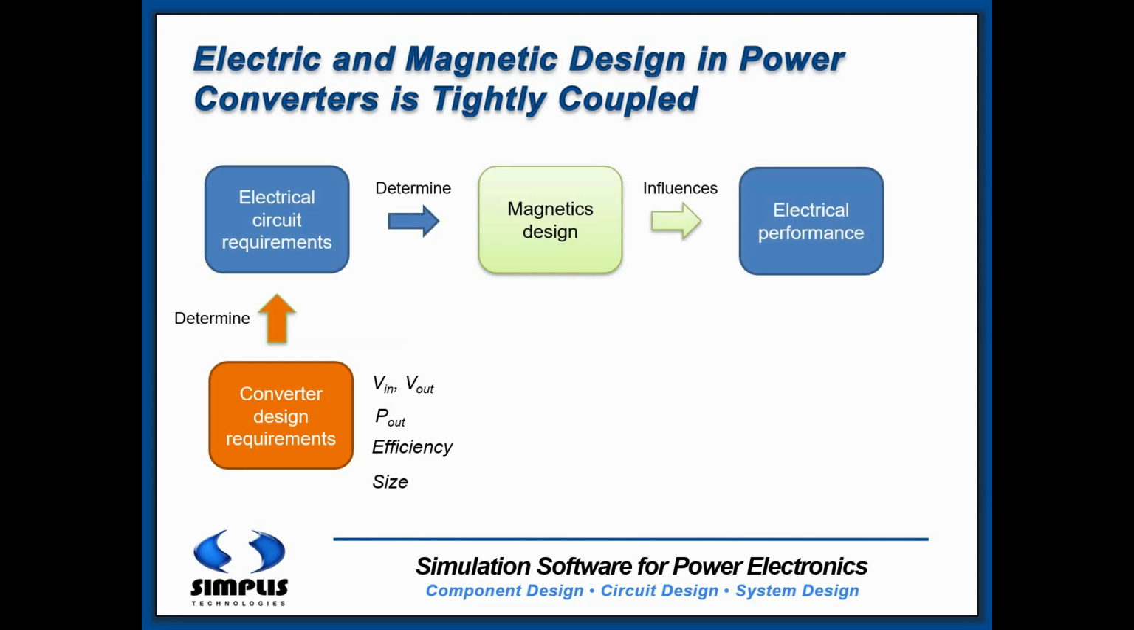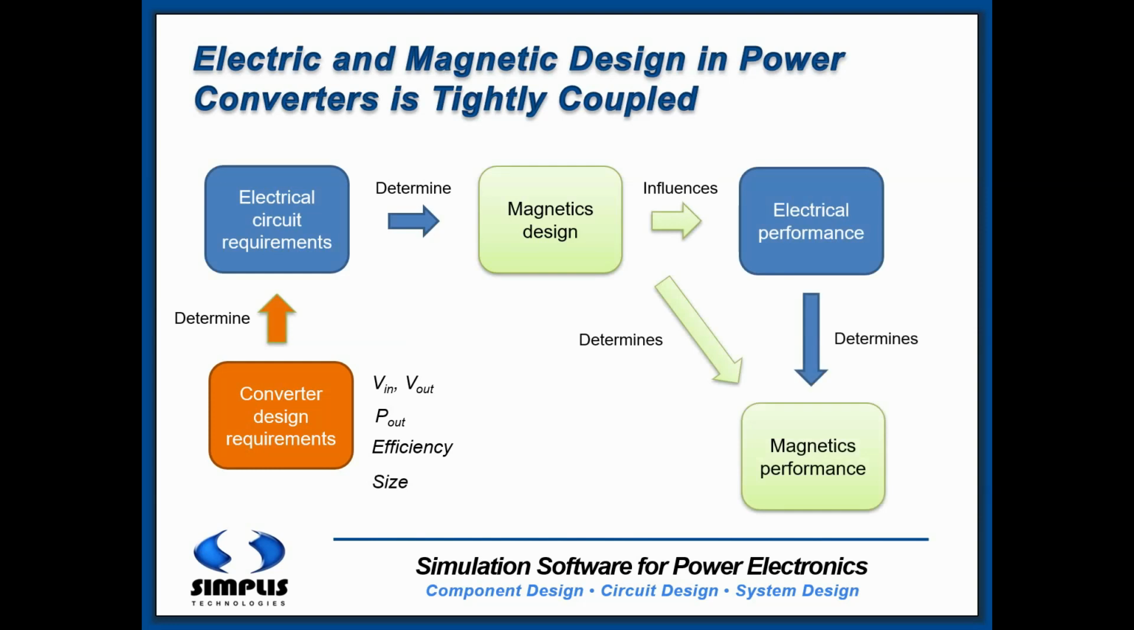The design of that magnetics influences the electrical performance of the converter, and of course the magnetics performance, but the performance of the entire circuit also influences the performance of the magnetics, for example, the losses in the magnetic components. And all of this goes back to affecting our design targets, such as efficiency and size.